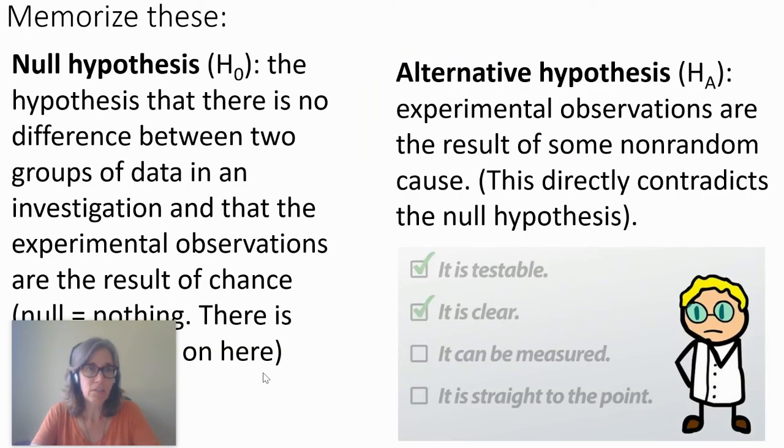So we have two hypotheses, and you should memorize what a null hypothesis is and what an alternative hypothesis is. Sometimes we abbreviate it with an H0 for null hypothesis. Null means nothing. There's nothing going on here. So the null hypothesis is the hypothesis that there's no difference between what you observe and what you expect to find. Your alternative hypothesis is the exact opposite. It's that your observations are the result of some non-random cause. There is not nothing going on. Your observations are different than what you had expected, or at least your theoretical outline of what you had expected. Your hypotheses should be testable, measurable, clear, all of that.